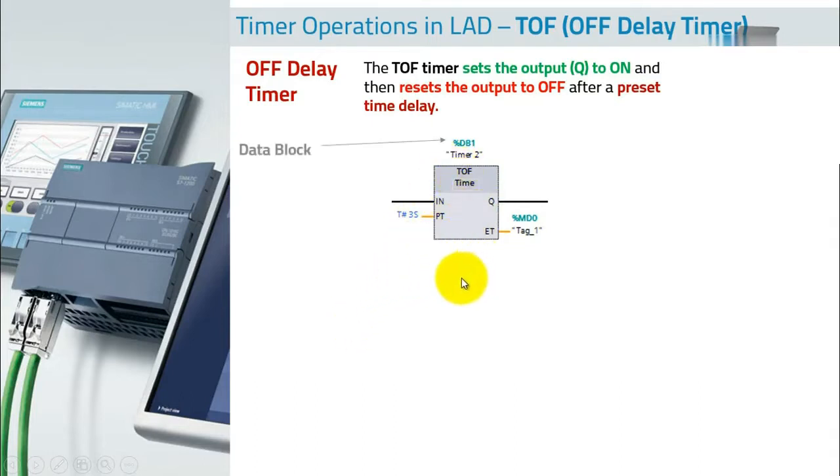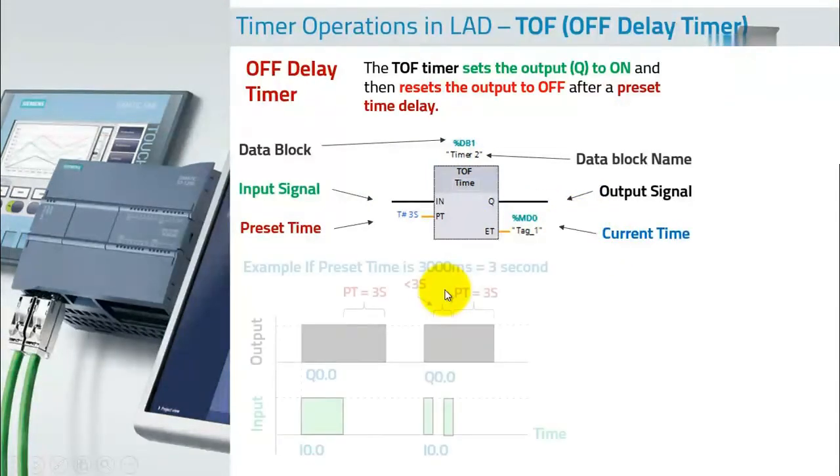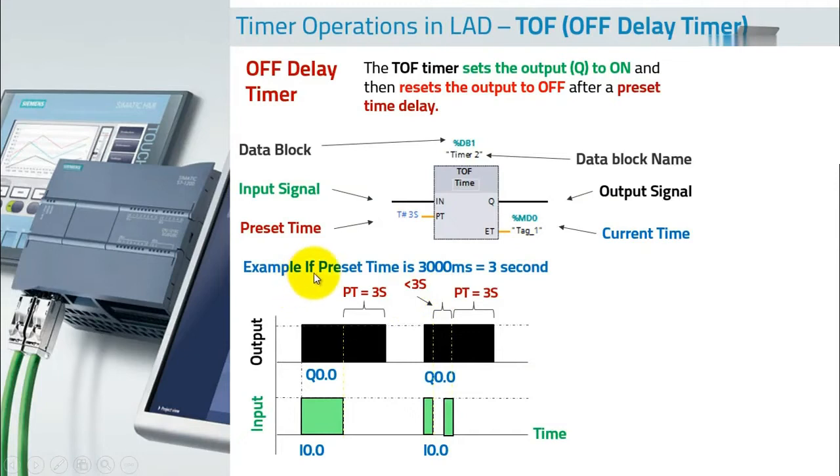Let's understand the parameters, which are pretty similar. We have a data block name, then an input signal, preset time, current time, and the output signal. The only difference is in the timing diagram. Have a look. If the preset time is 3000 milliseconds or 3 seconds, which is over here, and the input goes on, the output is on immediately, which does not happen in T on. So that's the first difference.